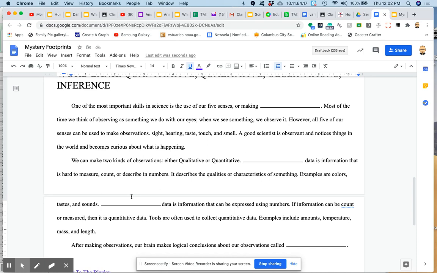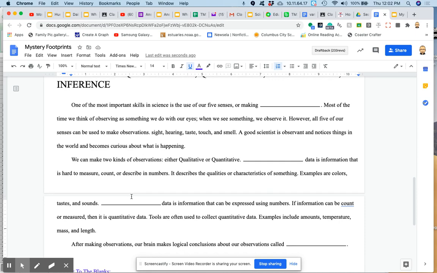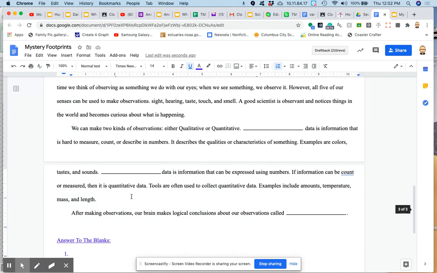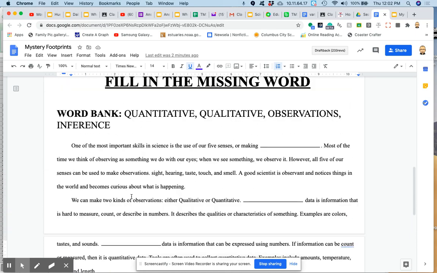Quantitative data is information that can be expressed using numbers. If information can be counted or measured, then it is quantitative. Tools are often used to collect quantitative data. Examples include amounts, temperature, mass, and length. After making observations, our brains make logical conclusions about our observations called inferences. All right, so that's mystery footprints.